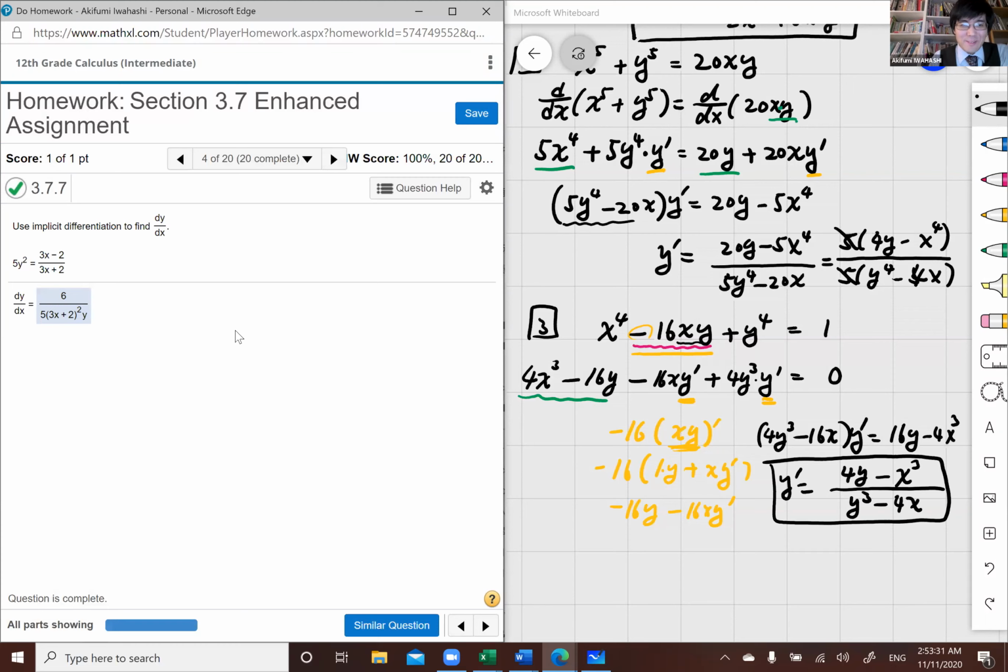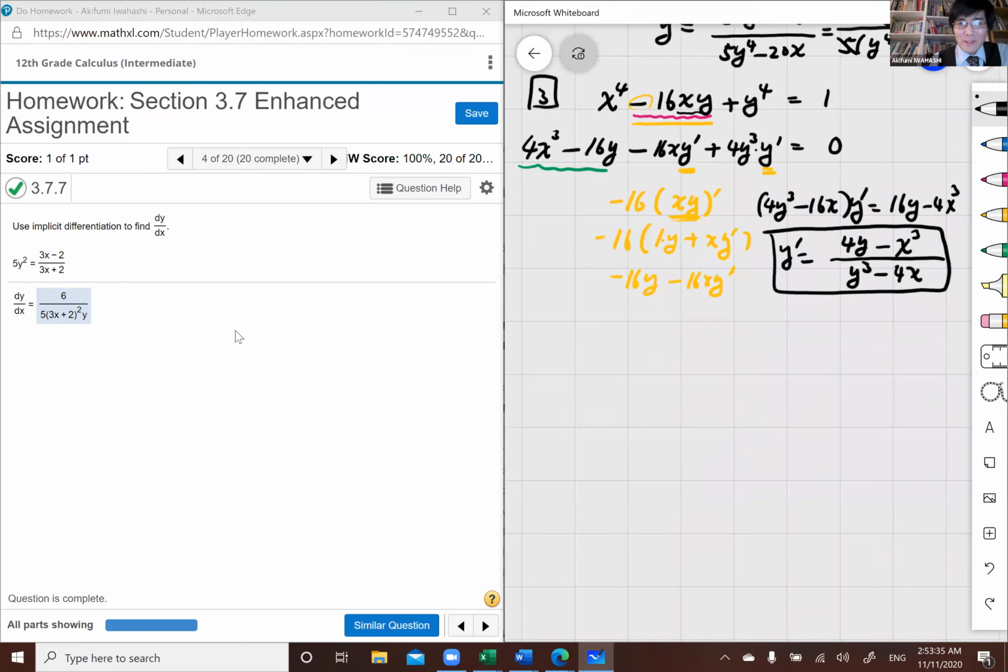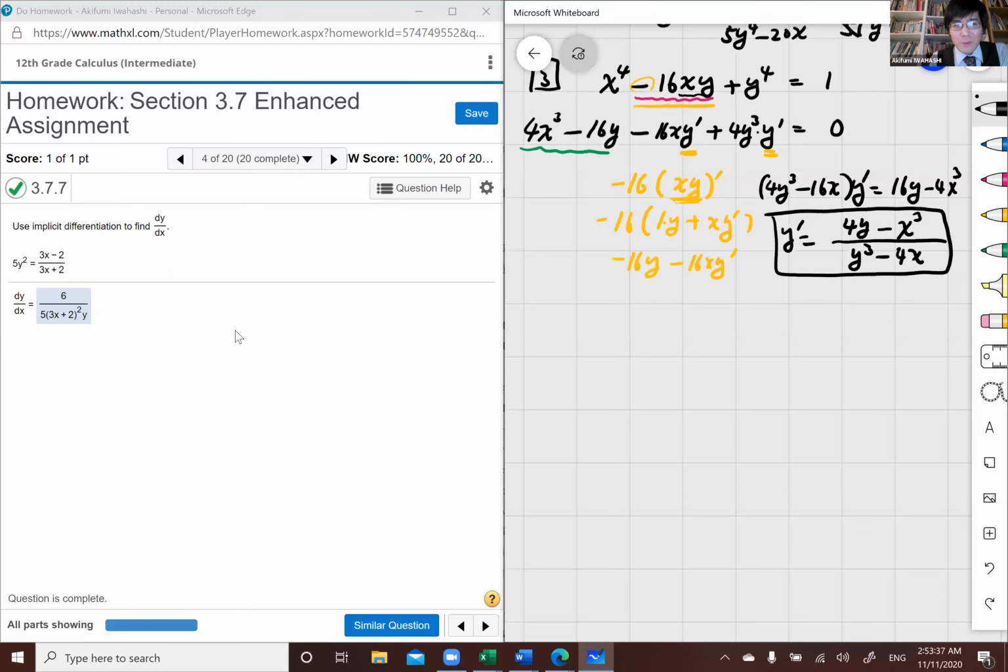Next one, a bit complicated one. Now you might have to use quotient rule on the right side of the expression. So 5y squared is equal to (3x minus 2) over (3x plus 2). So the idea is the same. You can just differentiate both sides of the equation by x.